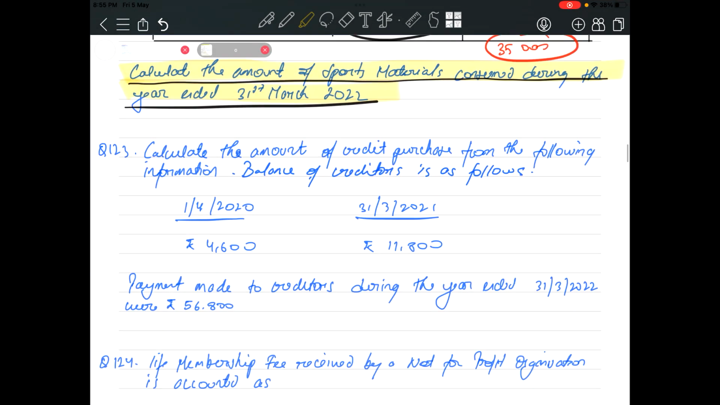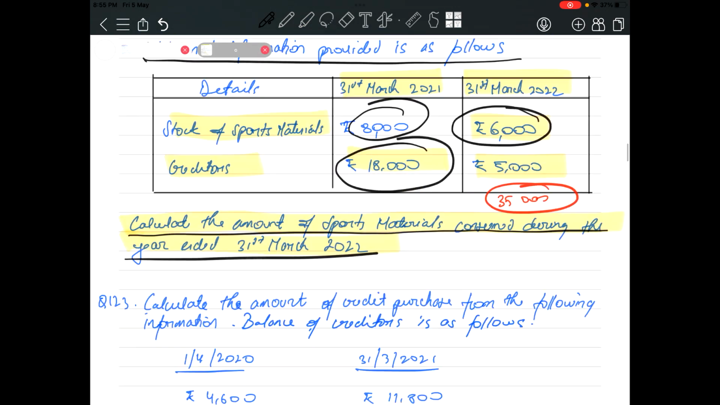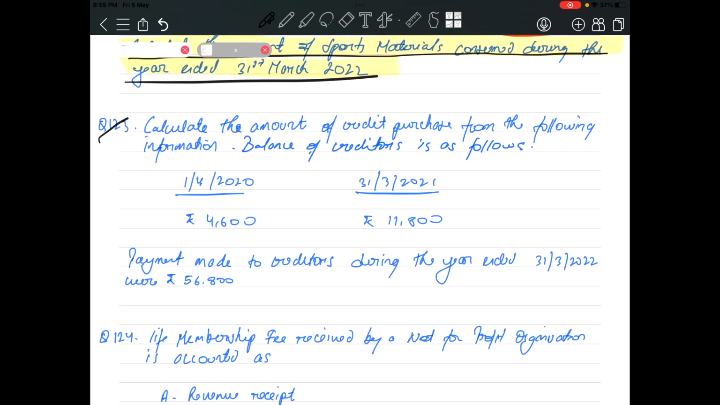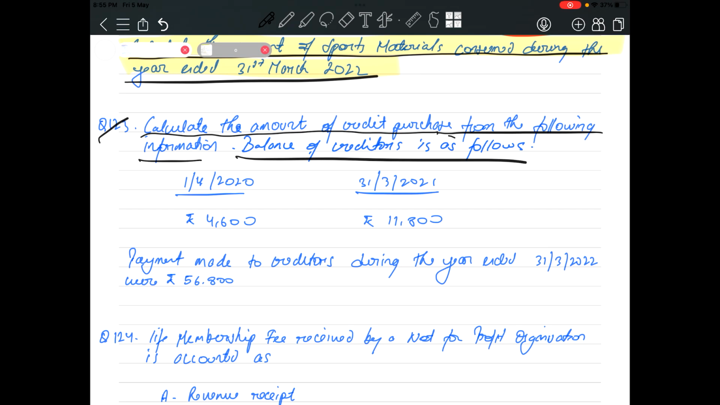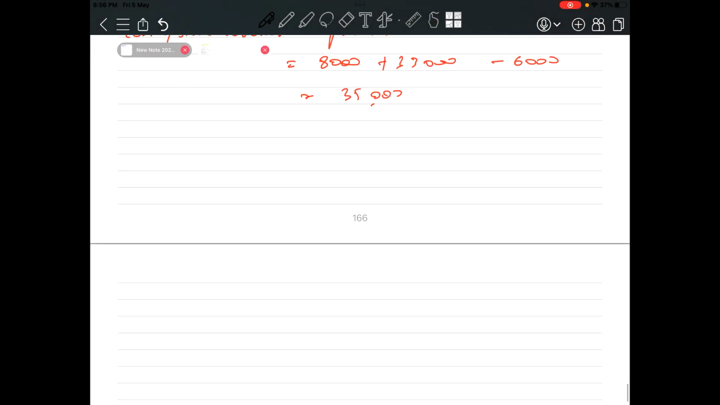Now let's see question number 123. Calculate the amount of credit purchase from the following information. Balance of creditors is as follows. Opening balance is 4600, closing balance is 11800. Payment made to creditors during the year was 56,800. Simple. So how will we find out the value of purchase?